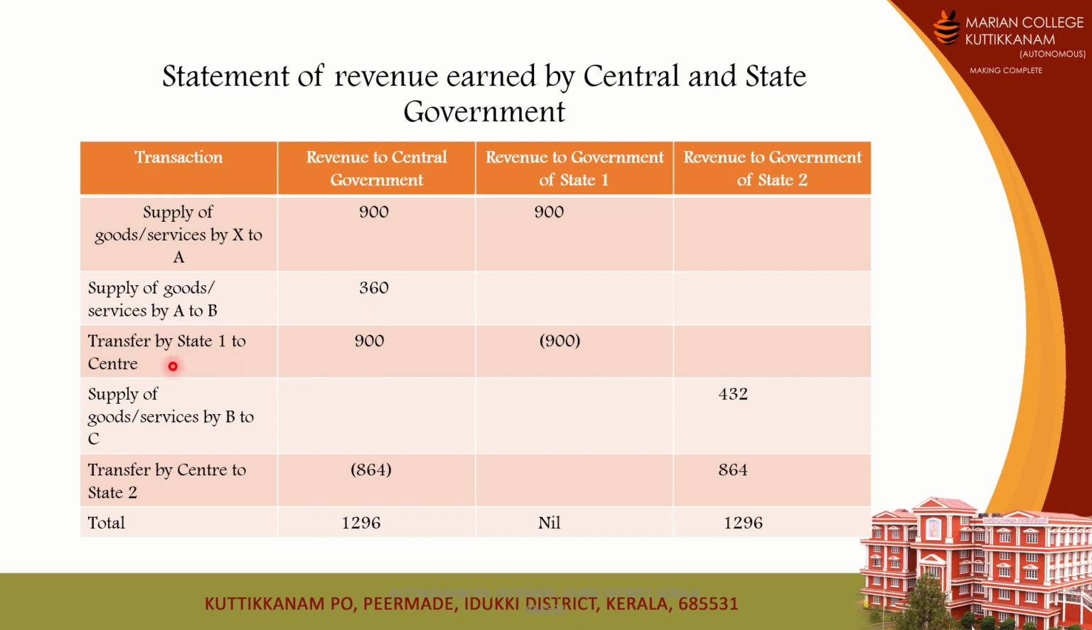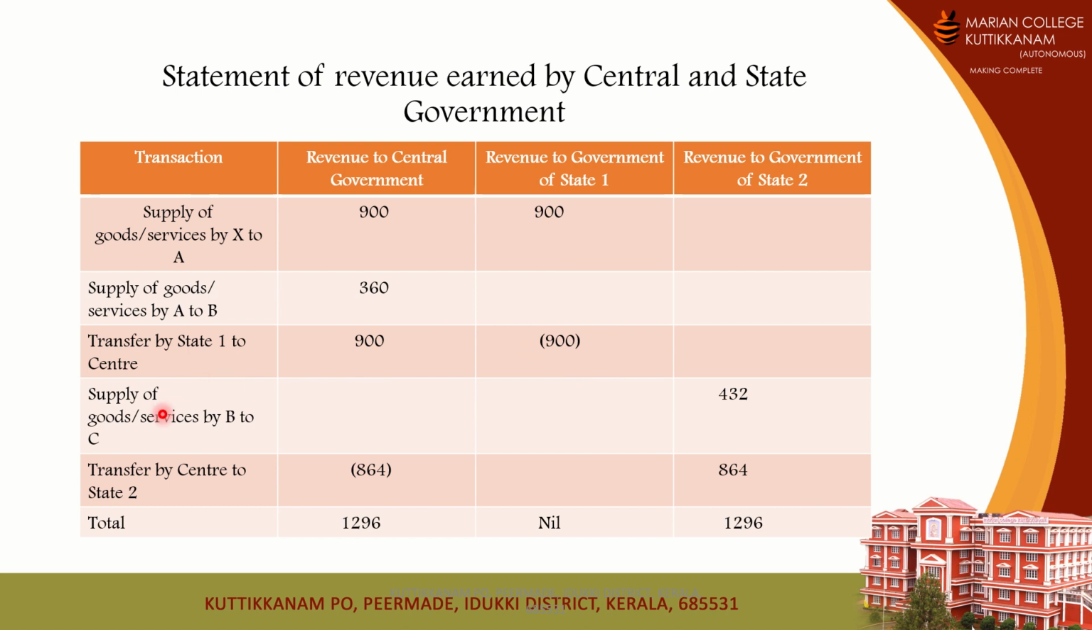Then transfer by state 1 to the center. A transfer of tax amount by state 1. State 1 is the exporting state. So exporting state to the center is 900 rupees. So that 900 rupees will be deducted. Here they already paid an amount of 900 from their tax revenue to the central government. So that 900 will be reduced there.